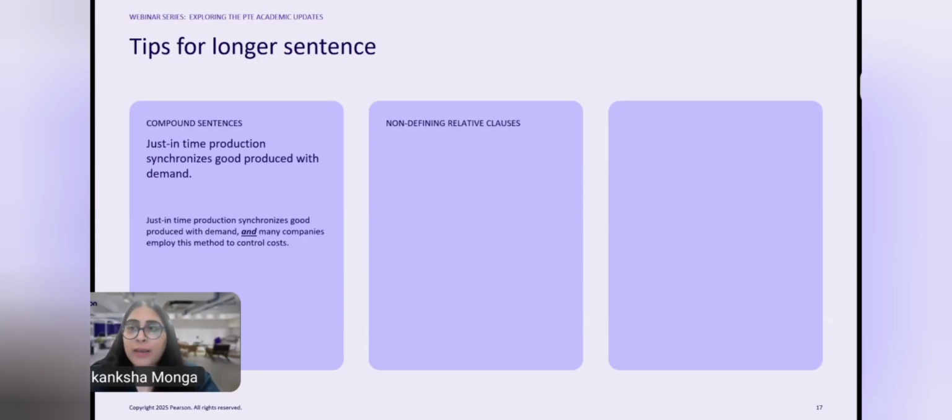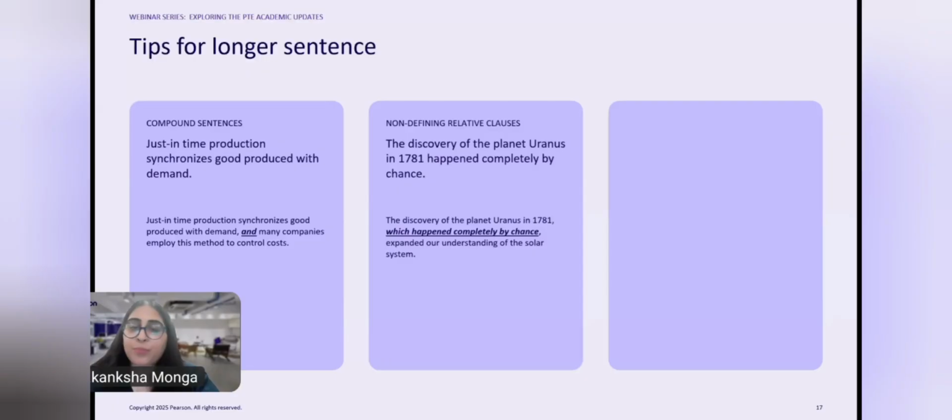say which. Non-defining relative clauses are additional pieces of information that are introduced or included in a sentence to add more information. Relative clauses are of two types, defining and non-defining. Non-defining relative clauses do not change the meaning of the original sentence. They only add new information. For example, if you're talking about something like this, the discovery of the planet Uranus in 1781 happened completely by chance. Adding a non-defining relative clause would look like this.